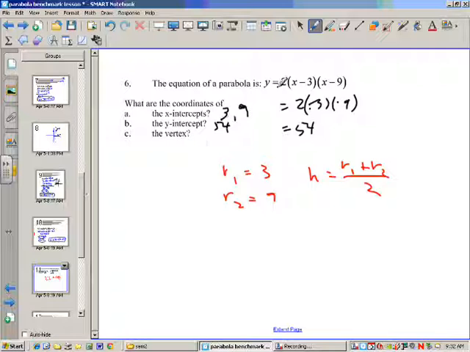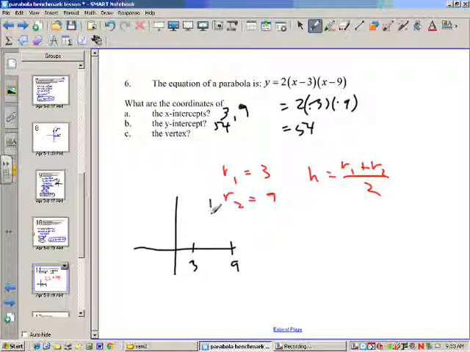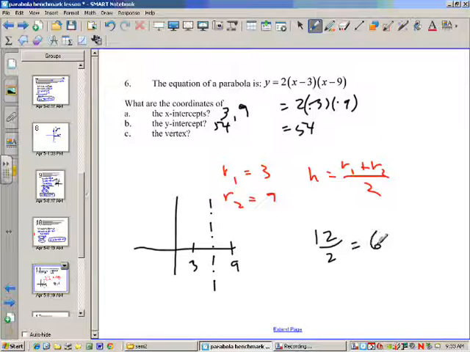And then our vertex is going to come from this idea about symmetry as well. If our roots are out here at 3 and 9, the axis of symmetry has to go through the middle. Through the middle means the average. If you add 3 plus 9 divided by 2, you'll get that. That number would be 12 over 2, or 6. So the h, the x-coordinate of the vertex, is 6.